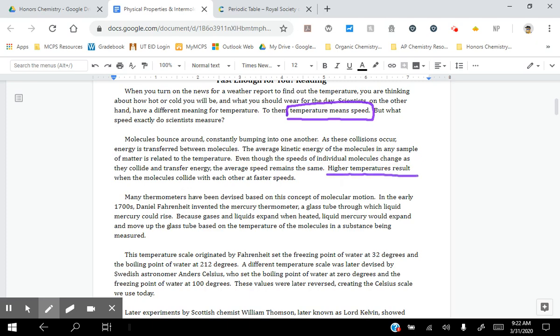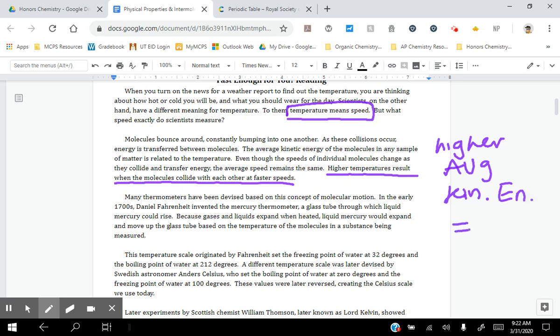Higher temperatures result when molecules collide with each other at faster speeds. So, in essence, a higher average kinetic energy, I'm going to abbreviate kin energy, means a higher temperature. In this reading, they talk a little bit more about gases and liquids. As we heat things, we know they expand. Gases and liquids expand when they're heated because the molecules are moving faster at a higher temperature.